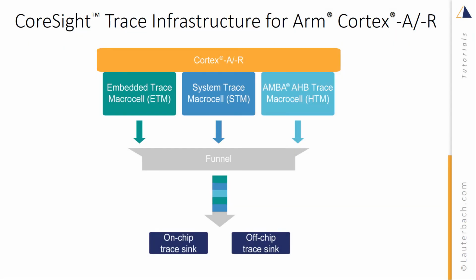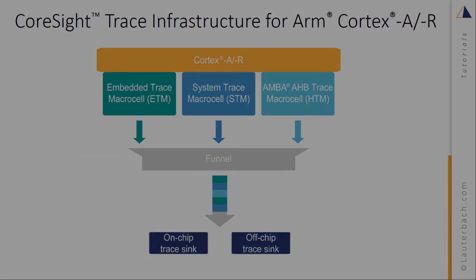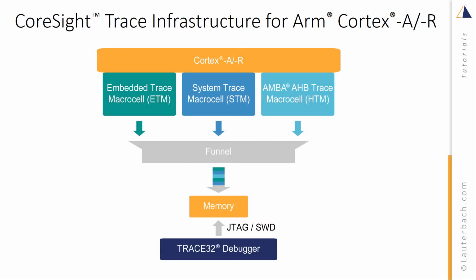The information generated by the different trace sources is merged into a single trace stream and sent to the trace sinks. We'll mainly talk about two types of trace sinks: on-chip and off-chip trace. For on-chip trace, the trace data is stored in a dedicated on-chip memory or redirected to a system memory. A debugger, such as Trace32, can then read the trace information accessing the memory via JTAG.